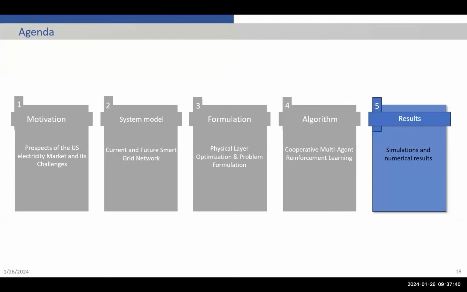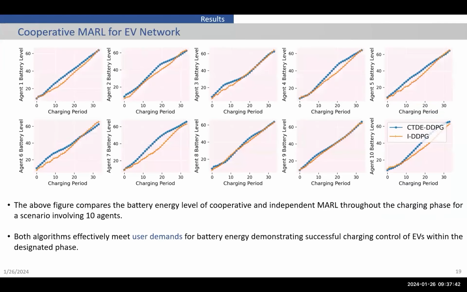So let's have some results. This is the first result that I want to show. Here, this shows a scenario for the 10 agents, from agent 1 to agent 10. The blue curve denotes the centralized training, centralized execution. The orange one relates to the independent framework, independent agents. And this shows the average battery level, or average battery state of charge.